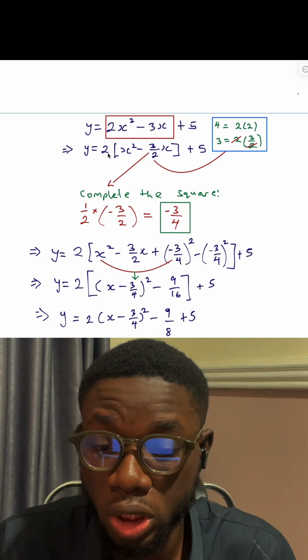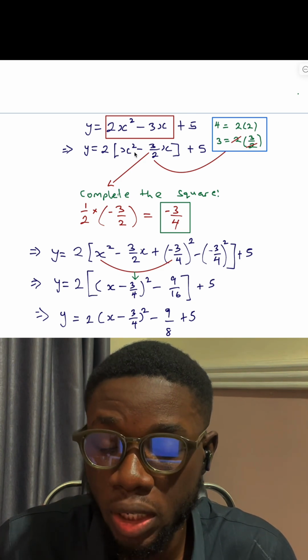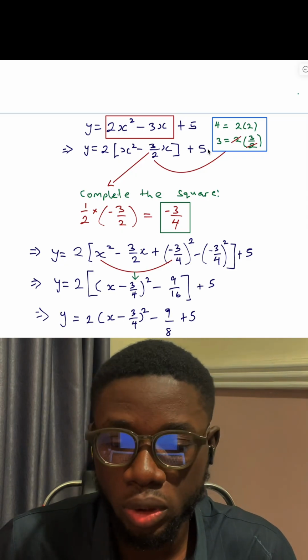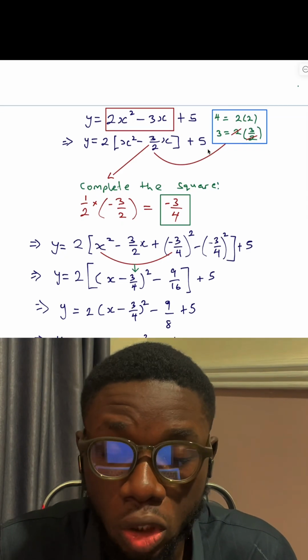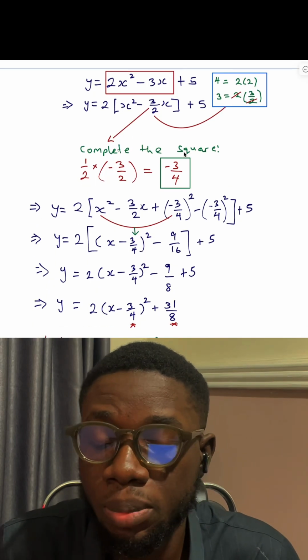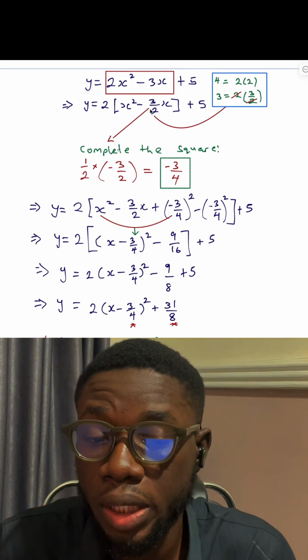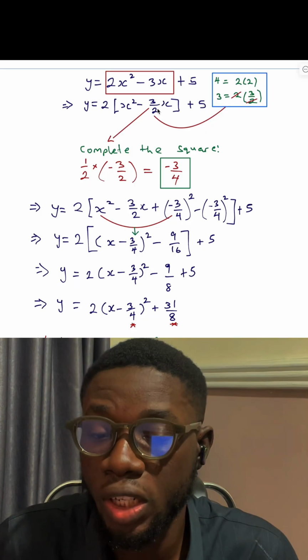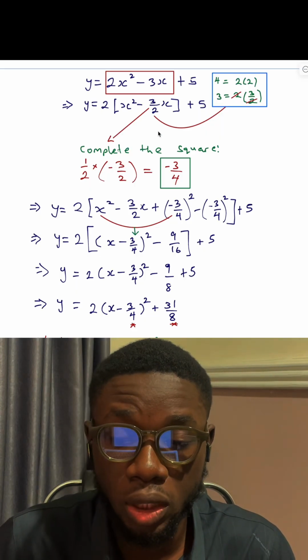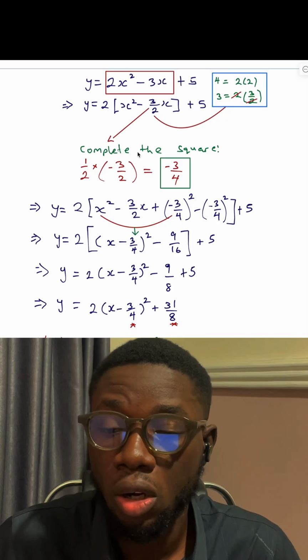So let's go through this again. Factor 2 out, we have x squared minus 3 over 2 x, then we have plus 5, which is our constant term. And when you're done with this is where you complete the square. For you to complete the square, there is a term that is very, very important, which is the coefficient of x. And here we have that as negative 3 over 2. Negative 3 over 2 is our coefficient of x.